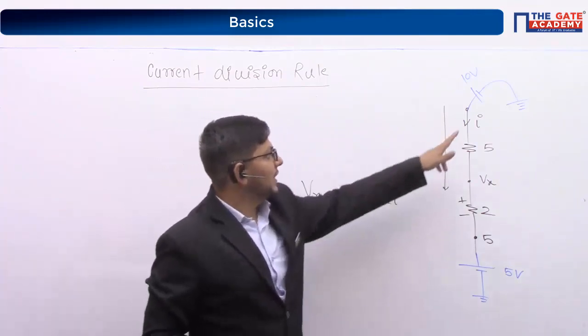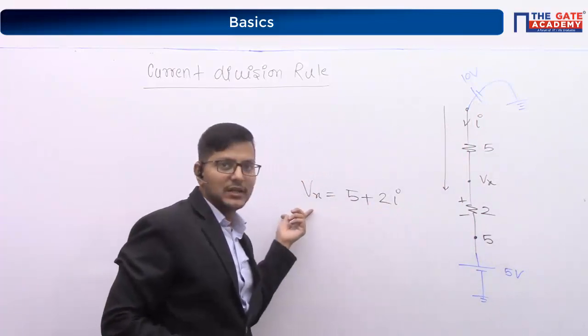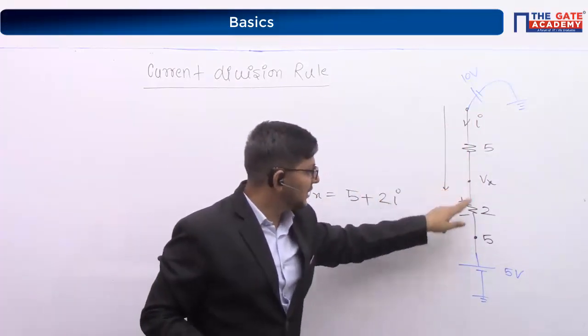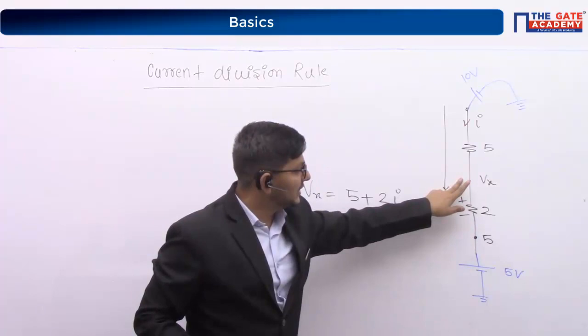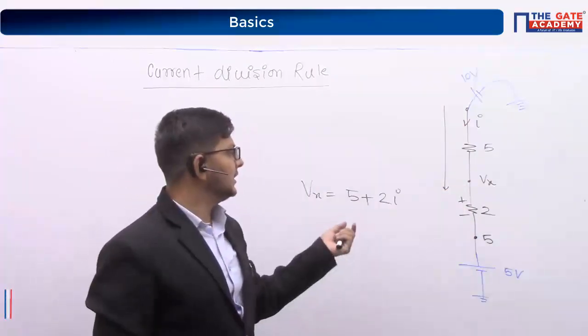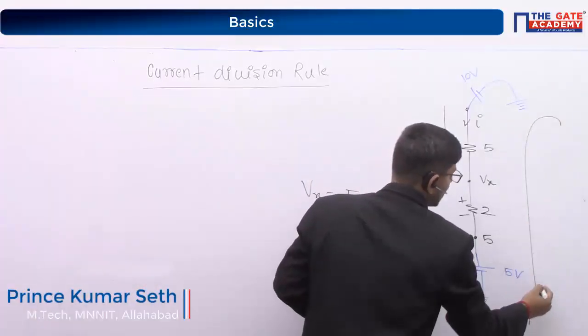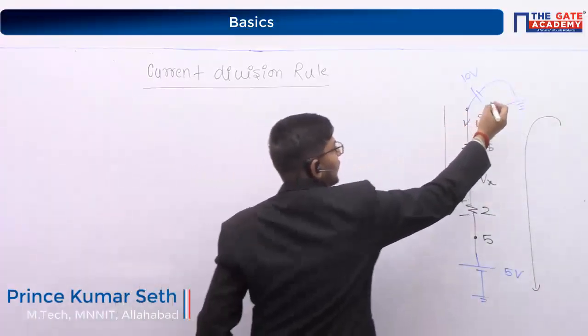Clear? Just find the value of I. Just apply the KVL in this loop. Find the value of I. Just put it here. You can find the value of Vx. This Vx is with respect to this 5 volt. The voltage Vx with respect to the 5 volt. Clear? Total current is 5 by 7. Yes, we can calculate. No issue. Just apply the KVL from here to here, entering from the negative terminal.